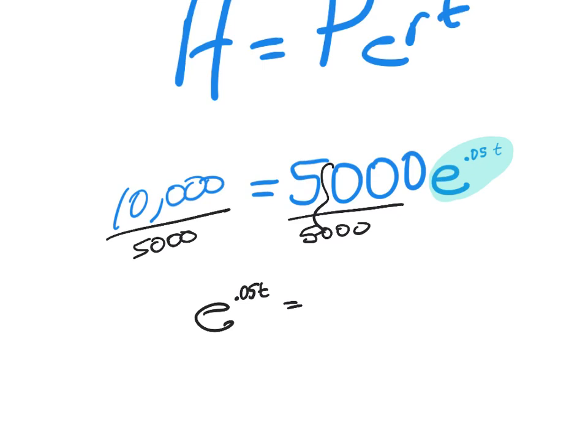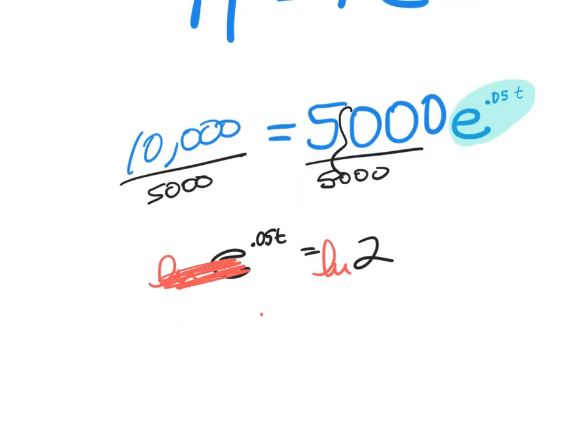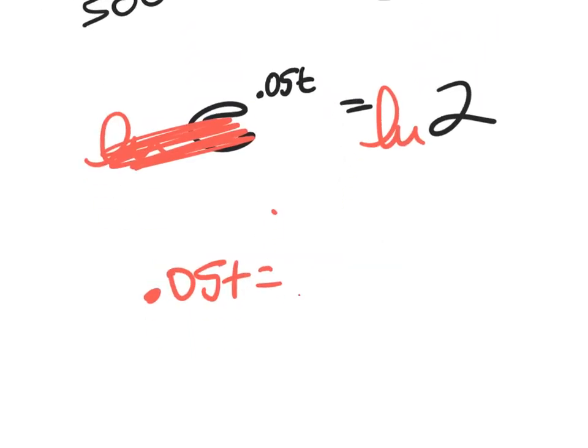Now I need to get e to go away because I'm looking for t, which is in my exponent. What is the opposite of e? Natural log. So if I take the natural log of one side, I take the natural log of the other side. So e and ln cancel out. You have 0.05t equals, what's the natural log of 2? 0.6931. You guys agree? And then what do we do? Divide by 0.05. Yep, divide both sides by 0.05.